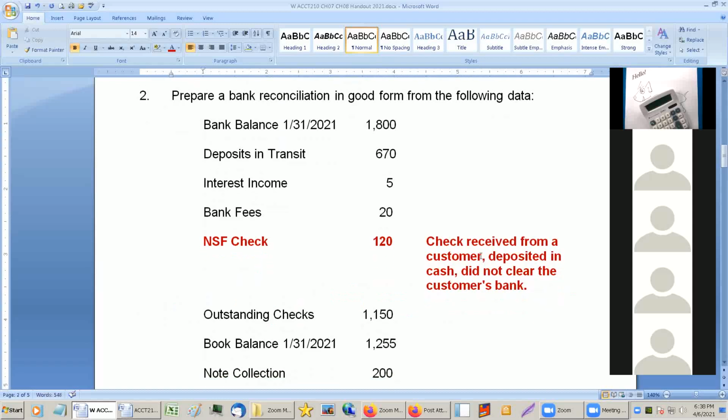Okay, so we received cash from a customer, a check received from the customer. So we take the check, we deposited it thinking it was good. Maybe even have checked on it to see if it was good. But it did not clear. In other words, it didn't have enough funds to cover it. So NSF stands for non-sufficient funds. Now we didn't write the check, the customer did. So this is a check that the customer gave to us.